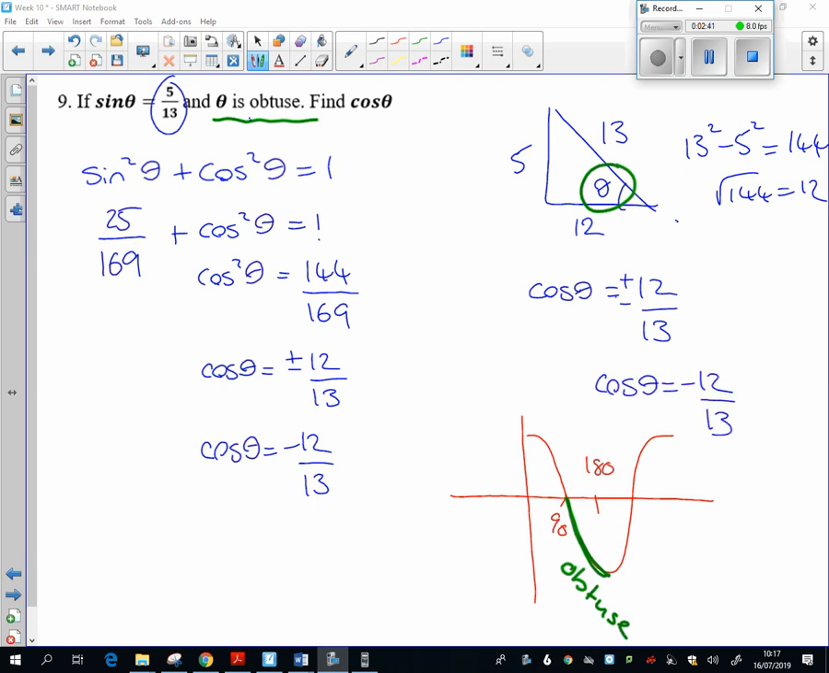Okay, so my preferred method is using the identities because you're less likely to forget about the plus minus, but either is fine. And then if this had said theta is acute rather than obtuse, we would have been looking between 0 and 90, so cos theta would have been positive 12 over 13.